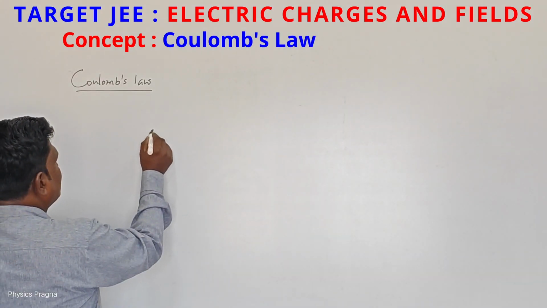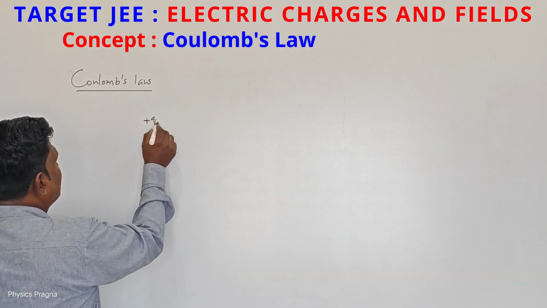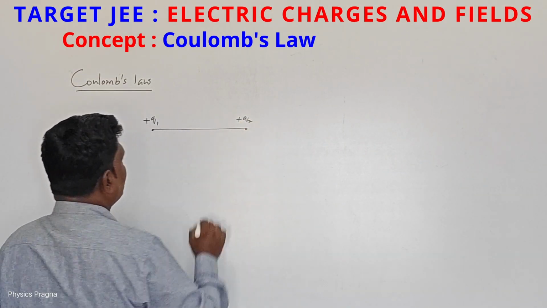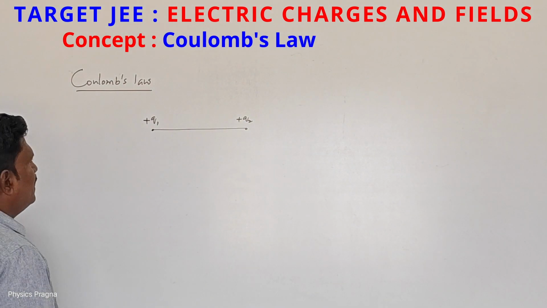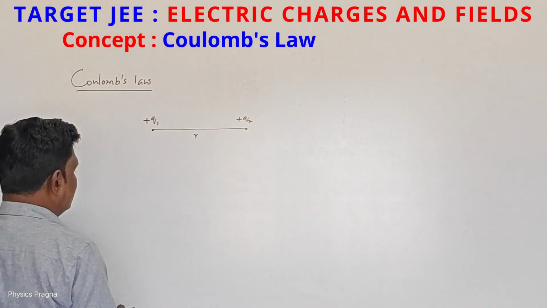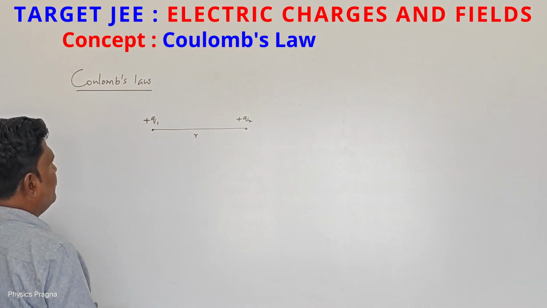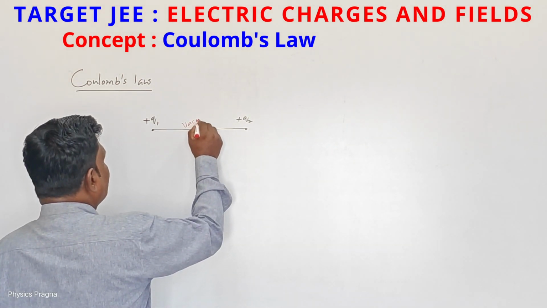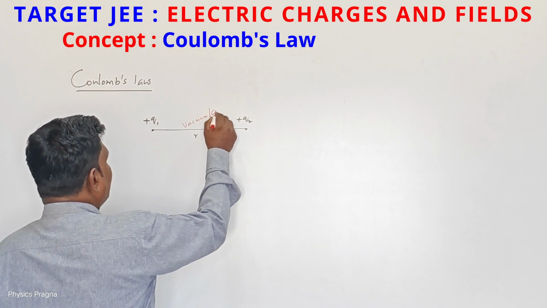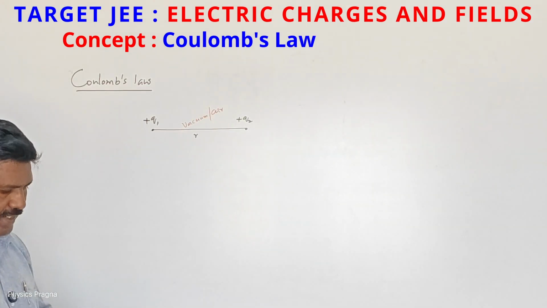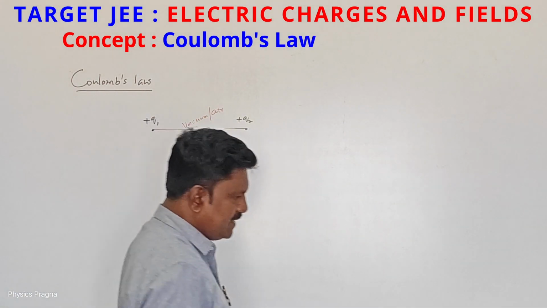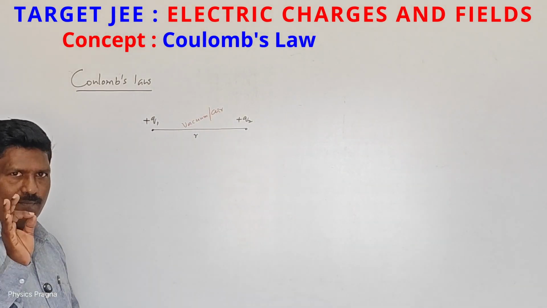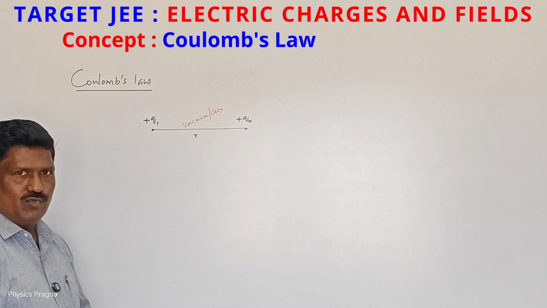If two charges, plus Q1 and plus Q2, are at distance r, and between charges Q1 and Q2 there is vacuum or air, that is the medium between the two charges. These are the conditions for Coulomb's law. These two charges are point charges and they are not moving.